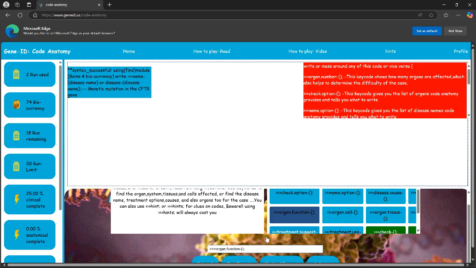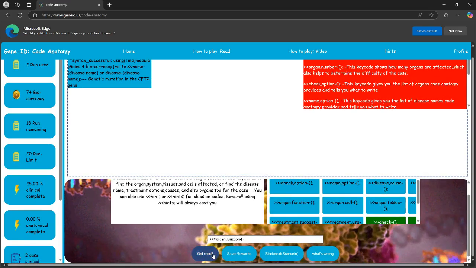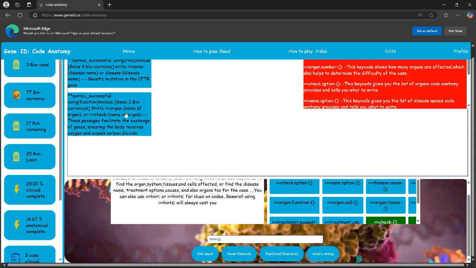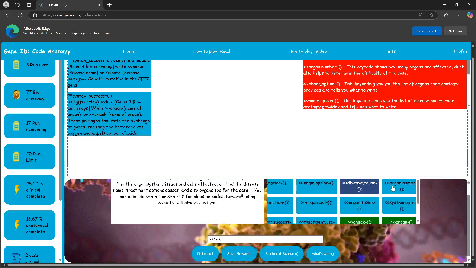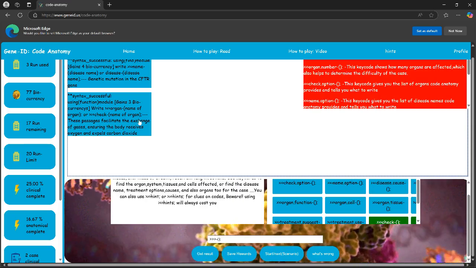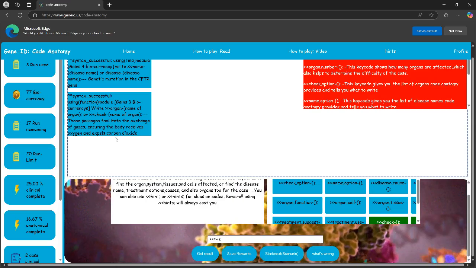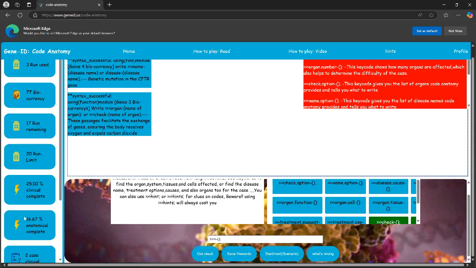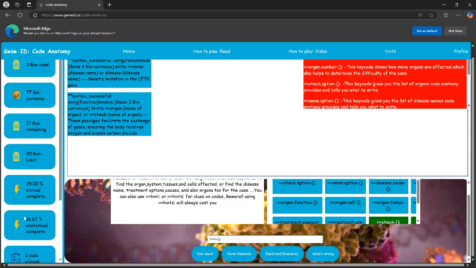What organ is involved? What's the organ function? Let's see. Here, the organ name. I have to find the organ name a little later. But these passages facilitate the exchange of gases. Which passages? And you see, answering this question has given me 16.67 on the anatomy side, right?